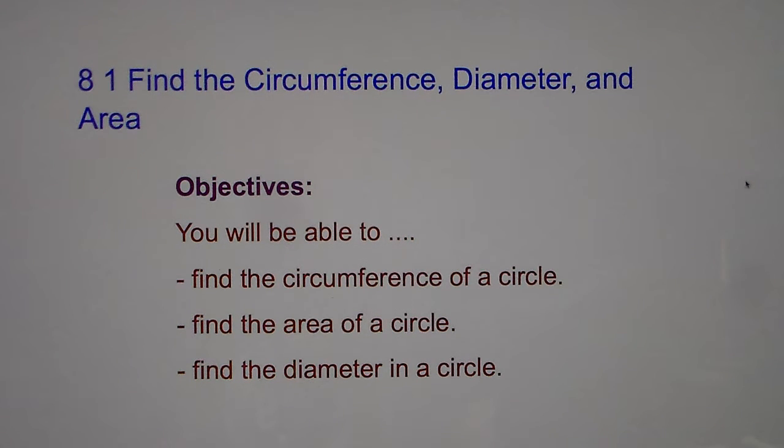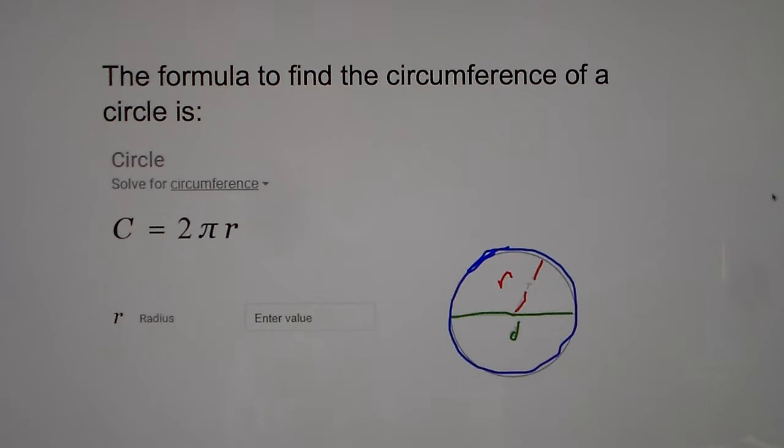Alright, ladies and gentlemen, this is 8.1, find the circumference, diameter, and area. Objectives: you will be able to find the circumference of a circle, find the area of a circle, and find the diameter in a circle. This might be a recap from middle school, but it's a good idea to remember this stuff for the material that we're about to get into.